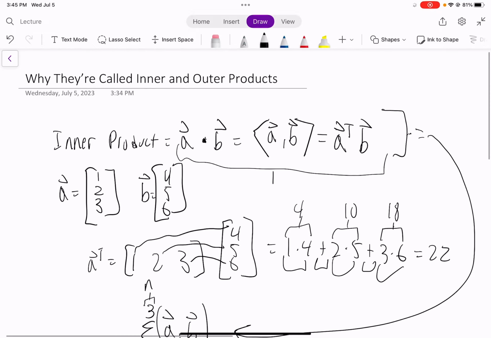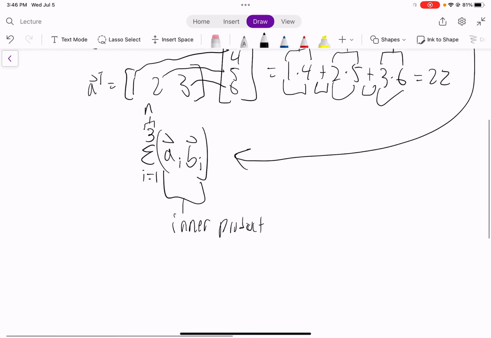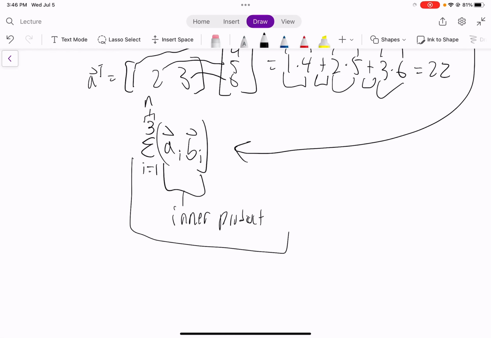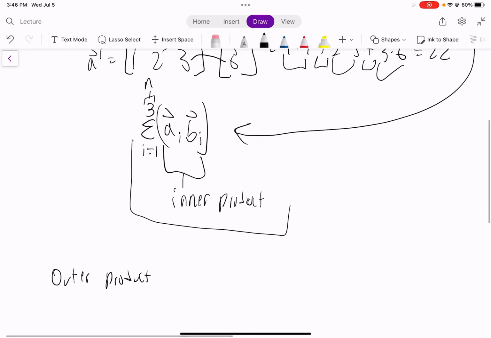Now, why is it called an outer product? What is an outer product? Well, look at this. If this is an inner product, then it follows naturally that, well, we have two terms here.